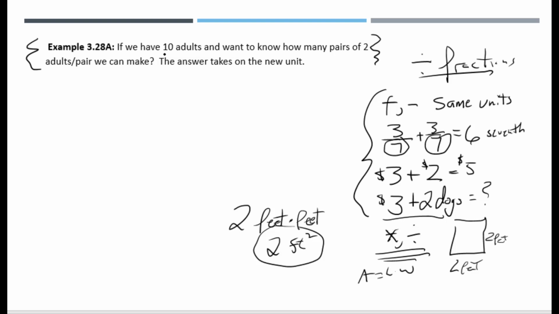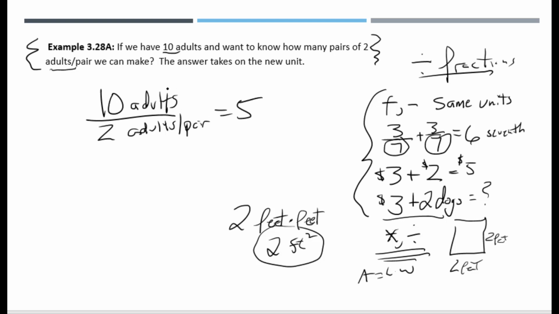So here we had 10 adults, and we want to know how many pairs of 2 adults per pair we could make. So I'm going to put 10 adults, and we have 2 adults per pair. And so 10 divided by 2 is 5. The adults are going to cancel, and we get 5 pairs. So that's the answer. It's 5 pairs. The answer takes on a new unit.